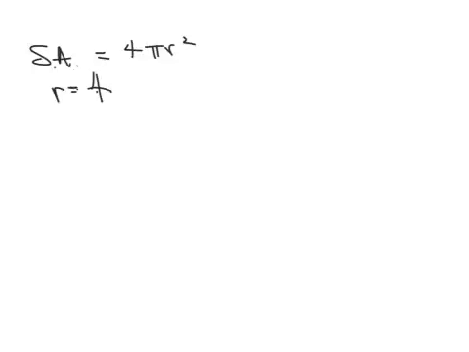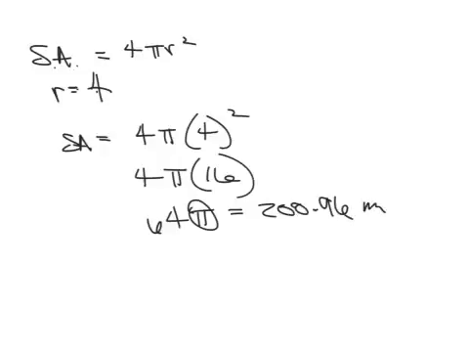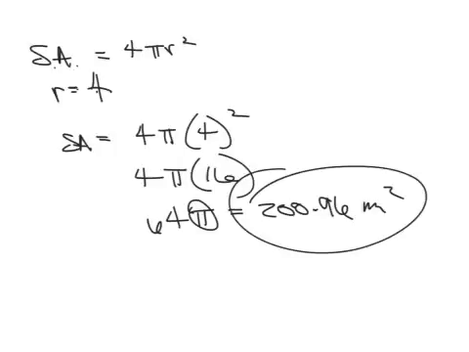So again, all we're doing is plugging in. 4 pi, radius is 4, squared. So 4 pi times 16. 16 times 4 is 64. And then multiply 64 by 3.14. Now we get 200.96. And because this is an area, it's going to be squared. And that's what you get for an answer. And that's it for problem set number 91.